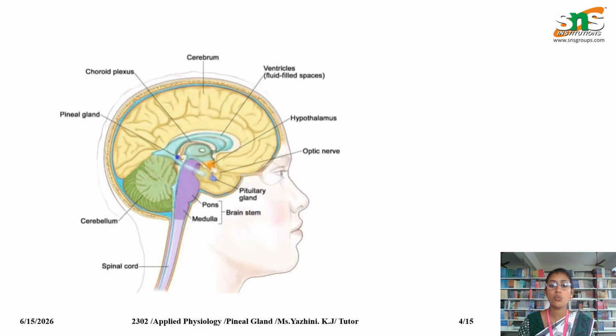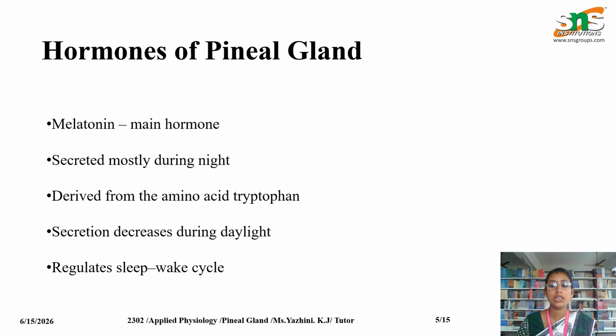This is a picture where we can find out where the pineal gland is present. The pineal gland is present in the epithalamus. The main hormone secreted by the pineal gland is melatonin. It is derived from the amino acid tryptophan, and it is secreted mostly at night in the darkness. Secretion decreases during the daylight, and melatonin is responsible for making us feel sleepy at night and helps to maintain our rhythm.